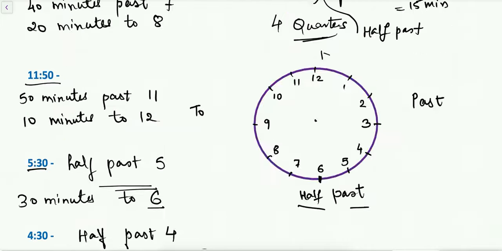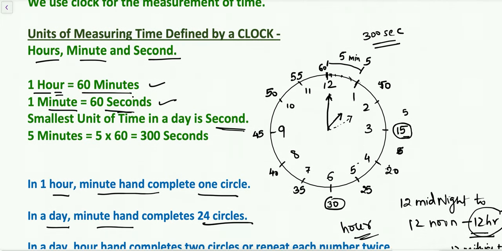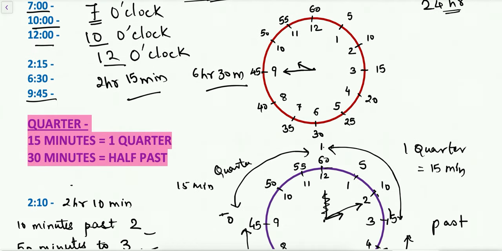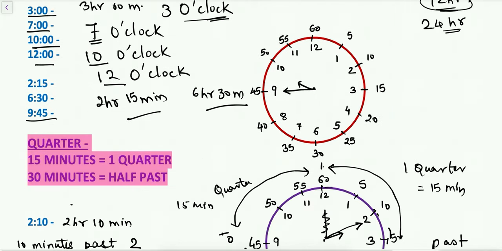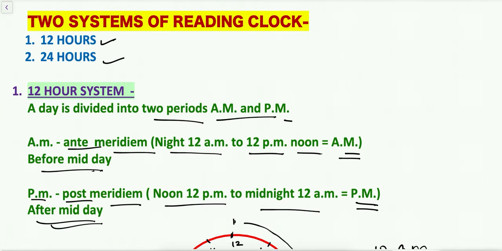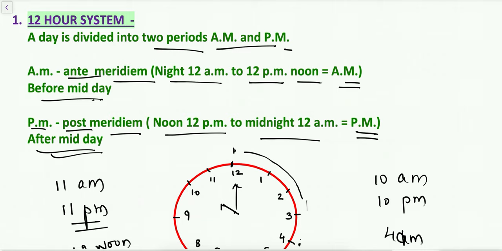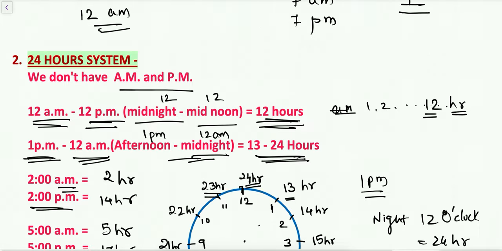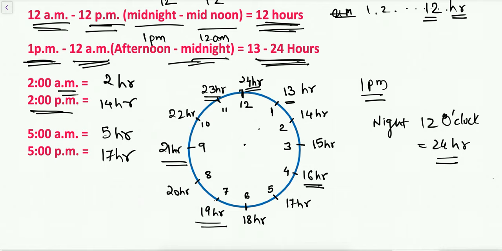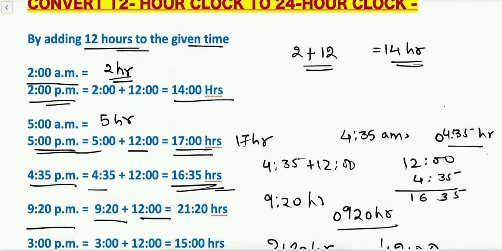So in this video we have seen what is time, the measurement of time, the units of time like hour, minute and seconds, then how to read clock, midnight and noon times. Then we have seen what is quarter, what is past, and what is to. Then 2 systems of reading clock, the 12 hour system in which we have AM and PM, that is from night 12 a.m. to 12 p.m. in the noon is a.m. and from 12 p.m. to midnight 12 a.m. is the p.m. And again we have seen the 24-hour system in which we need to add 12. From afternoon 12 o'clock to midnight we have 13 to 24 hours. Then we have seen the conversion of 12-hour clock to the 24-hour clock. So this is all about clock.